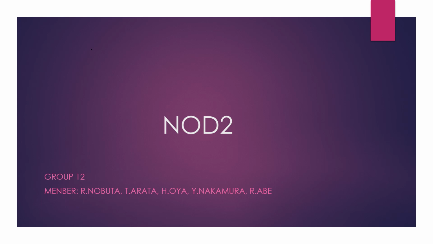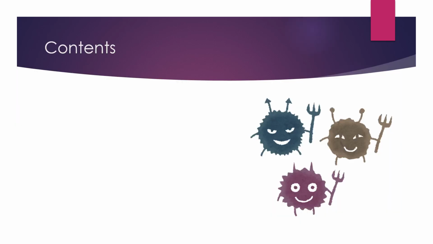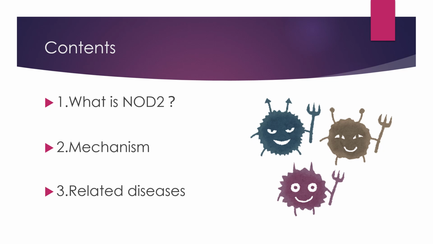Today, I would like to explain to you something called NOD2, which is useful in innate immunity. First, these are today's contents. I'm going to explain what NOD2 is, its mechanism, and finally, the disease it is associated with.